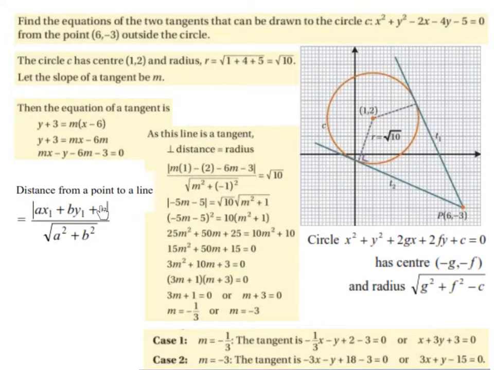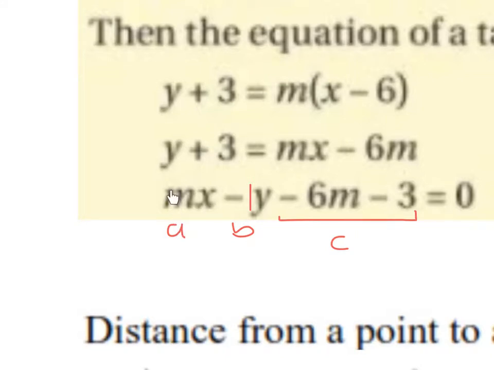So we need to decide on what's going to be our a, b and c. The coefficient of x is going to be the a, so that's m. The coefficient of y is going to be the b, so that's minus 1. And the c is going to be the constant at the end, so the a is m, the b is minus 1, and the c is minus 6m minus 3.